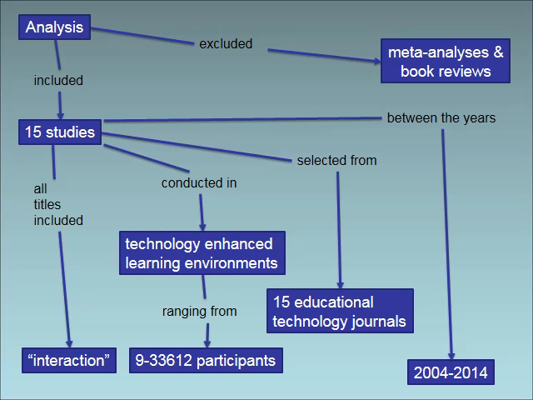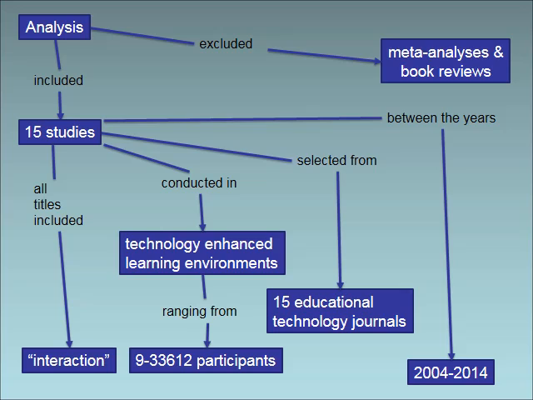Methods. The 15 sources that form the basis of this analysis were selected from peer-reviewed educational technology journals and all included an electronic medium. The analysis only included sources with the word interaction as part of the title. Only journal articles that had research participants were included. This means that meta-analysis and book reviews were excluded. The studies selected were published between 2004 and 2014.